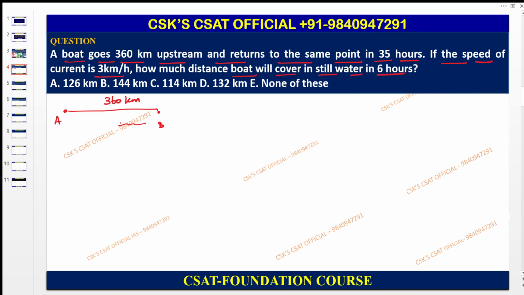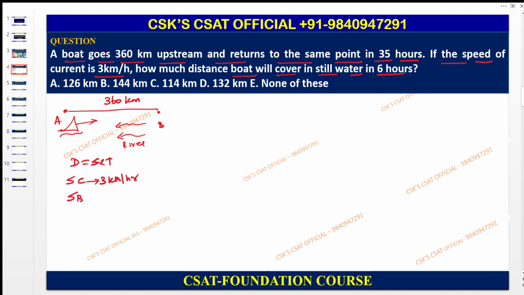Upstream means the river is coming in this direction. So this is the river, and the boat is moving in this direction, so that is the upstream. Then after reaching B, from B to A it moves along the river, so that is the downstream. Against the stream and along the stream, these are the words you need to use here. Distance is equal to speed into time. You don't know the speed of the current, which has been provided as 3 km per hour.